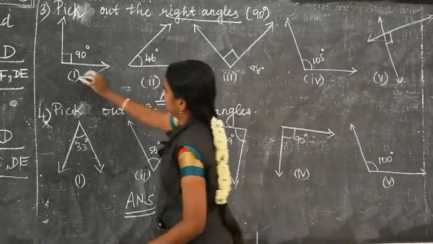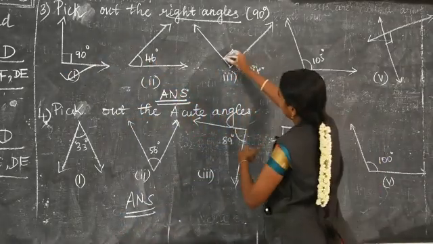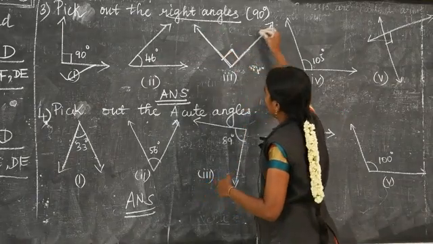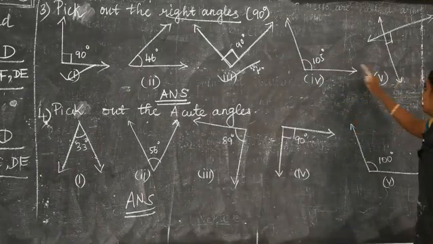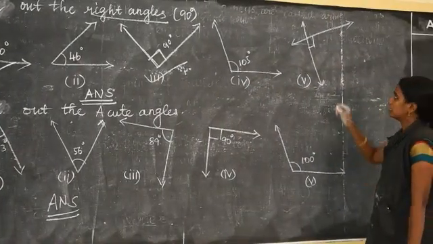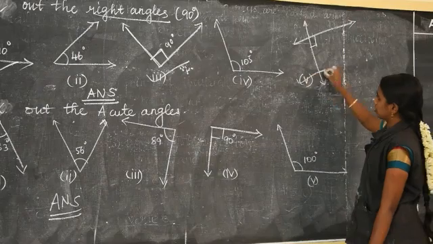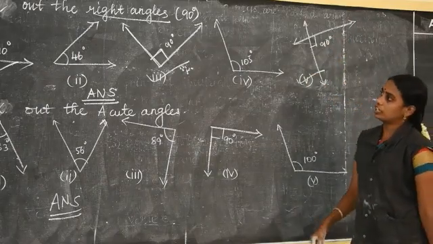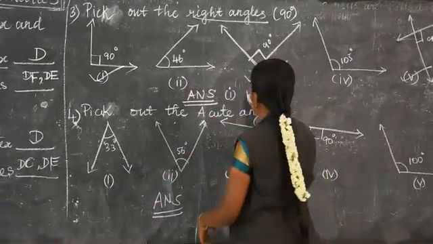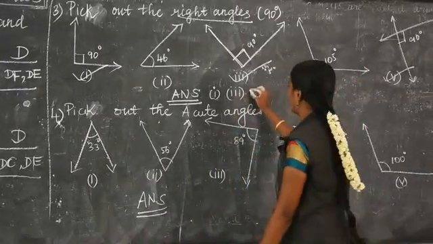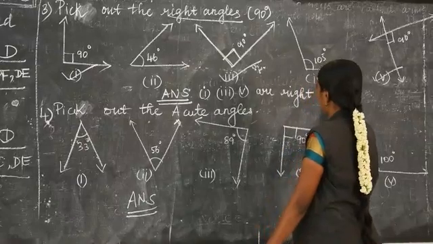Option 1, it is 90 degree. Is it 90 degree? No. Is it? Yes. See that line? It is 90 degree. Next angle, 105. Here it's not given. How to find out? See these two lines. It's straight, so it is 90 degree. So the right angles are option 1, option 3 and option 5. Just picking out, one mark question.